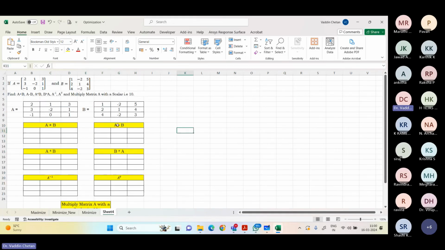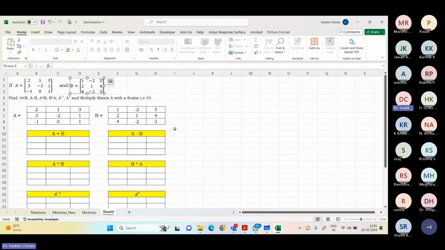Right. So here I have a matrix A and I have a matrix B. I need to calculate A plus B, A minus B, A into B, B into A inverse, and A transpose, and multiply matrix A with a scalar 10. So first what you need to do is represent the matrix A cell-wise and matrix B cell-wise.